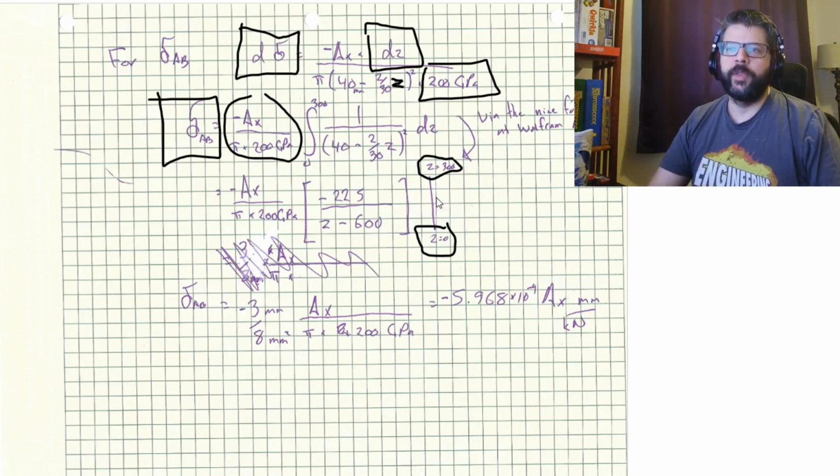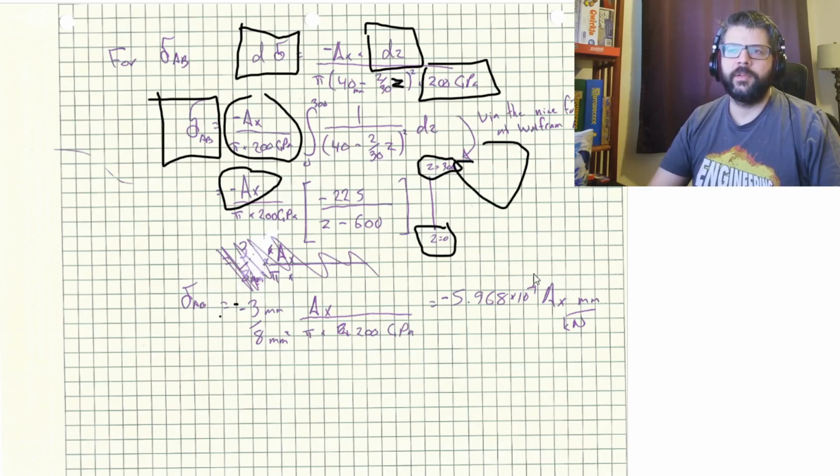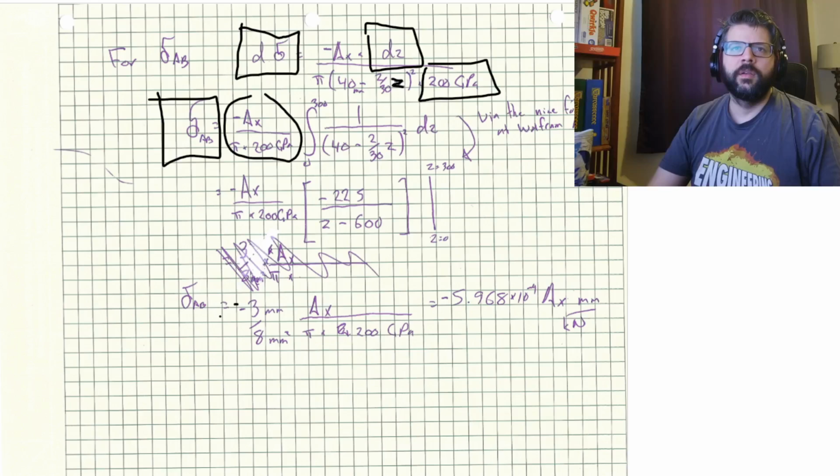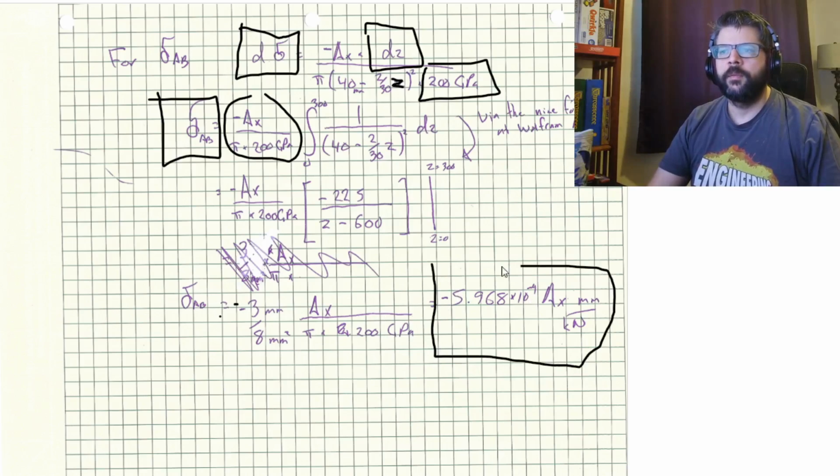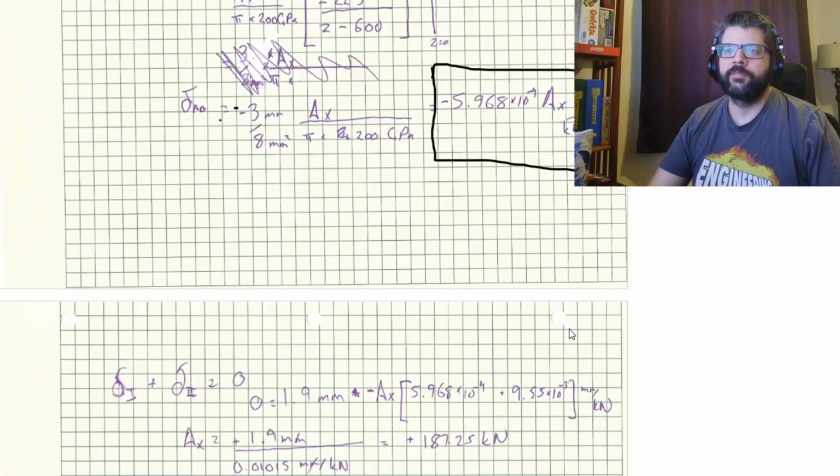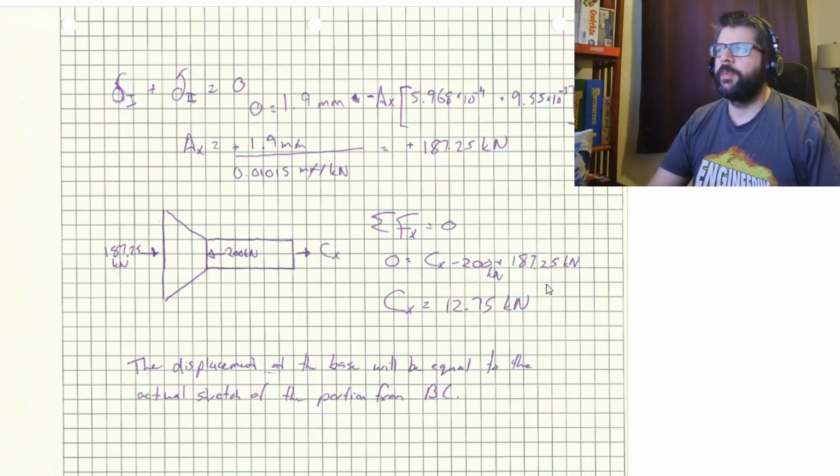So when that's evaluated, that actually ends up being 3/8. So again, minus AX and all that jazz times 3/8. I kept the minus sign up front, but that minus sign is from this term here, not from the integral. So we got that, and plugging everything in, we were able to get this value, again keeping it in millimeters per kilonewton. And then we can go back to our compatibility condition.